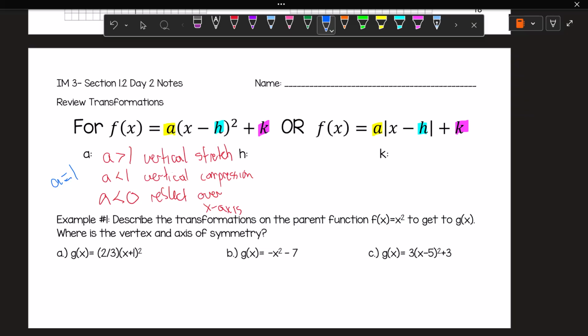The h is the opposite of what it looks like, and it tells us left or right. And then finally, k, our number chilling at the end, is up or down, and it's exactly like what it looks like. If it's positive, we go up. If it's negative, we go down.